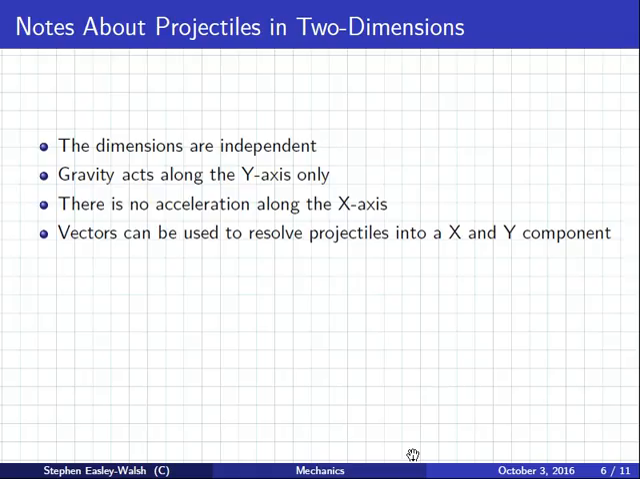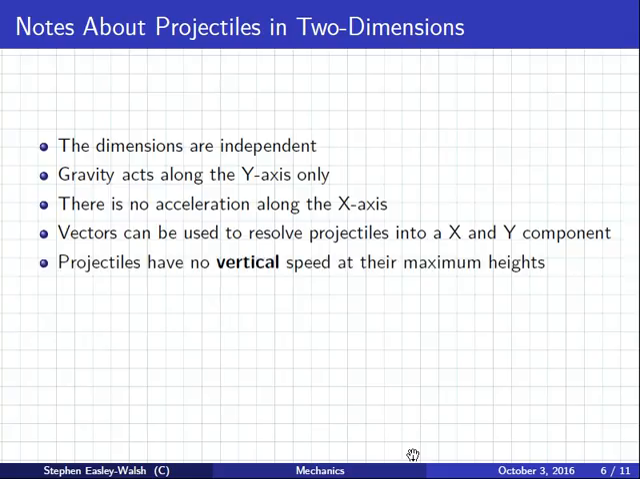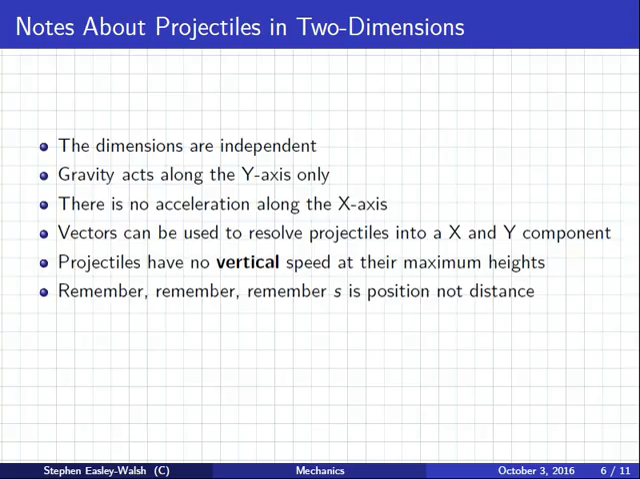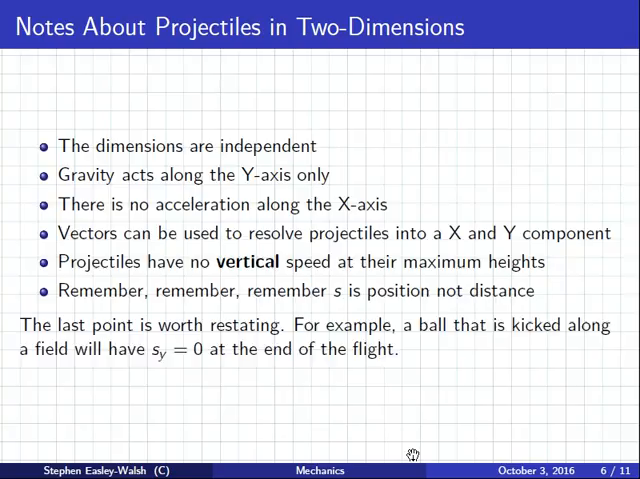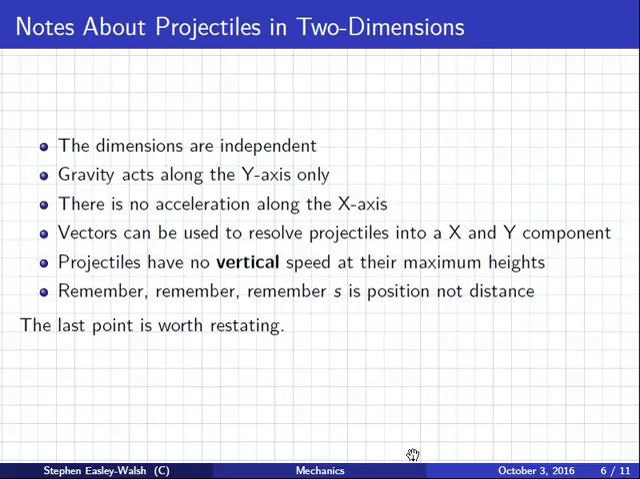Next, when we're looking at projectiles at their maximum height, projectiles have no vertical speed at their maximum height. So when the projectile reaches the top, it has no vertical speed. Again, I'll explain all this with an example. And remember, I said it once and I'll say it again, S is position, not distance. I'll say that one more time because it's really important.